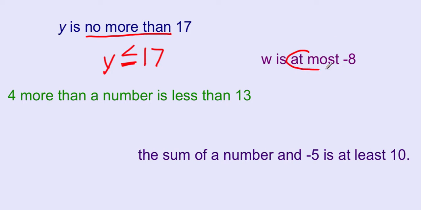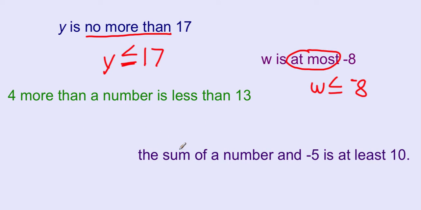Here we have at most negative 8. So again, the most it can be is a negative 8, meaning it needs to be less than negative 8, but we're okay with being exactly negative 8. So we would say w is less than or equal to negative 8.